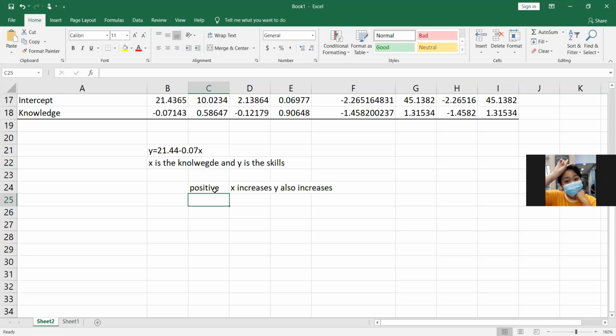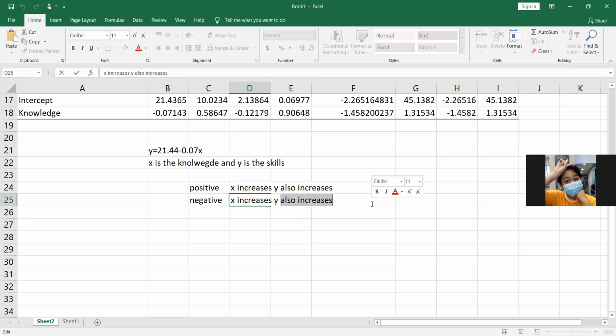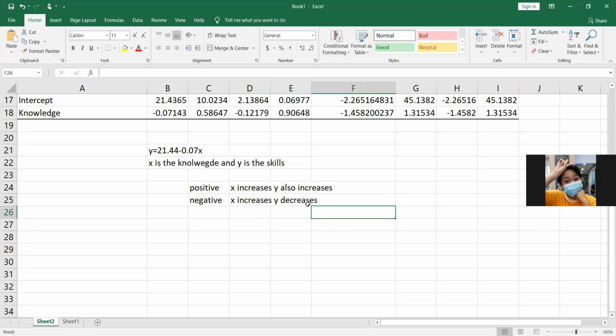Or if it is negative, this means that as X increases, Y decreases. So it is inverse. It is also called inverse correlation. So you might encounter the word inverse instead of negative correlation. So negative correlation is the same as inverse correlation, while positive correlation is the same as direct correlation. So here, as X increases, Y decreases, which means the more knowledgeable the student, the less skillful he is. So this is for the negative.